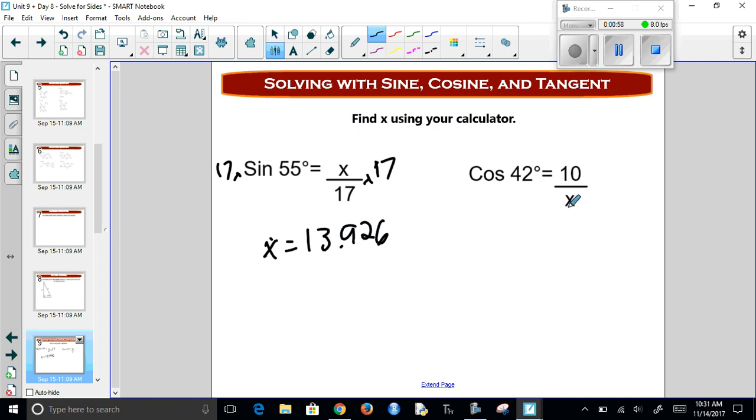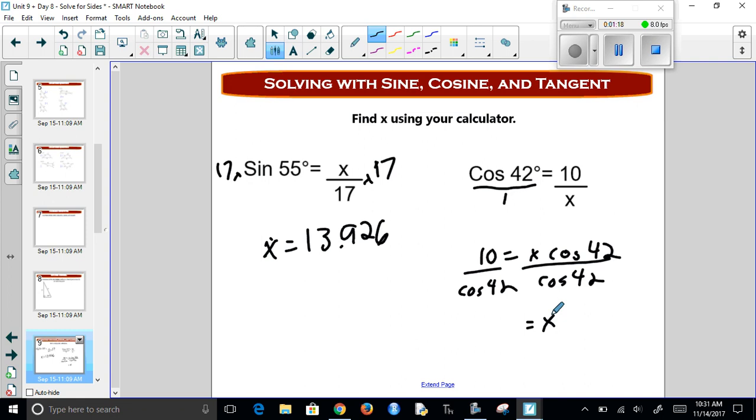Now, this other one has an x in the denominator, and I think the easiest way is to just assume that this is over 1 and cross multiply. 10 times 1 is 10. This is x times the cosine of 42. Now, to get rid of the cosine of 42, we divide both sides by the cosine of 42. And so we have x equals whatever 10 divided by the cosine of 42 happens to be. And it looks like that's 13.456. There we go. So we're getting the algebra there.